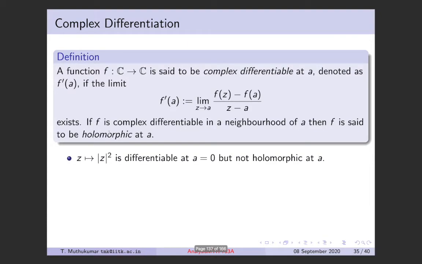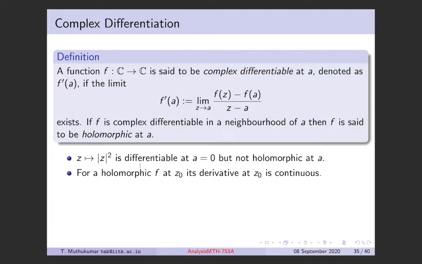I can give an example. So look at this example of z going to mod z square. This function is complex differentiable at the point A equal to 0. You can verify this definition. But it is not holomorphic at A equal to 0, in the sense that there is no neighborhood of 0 in which this function is differentiable. It is only differentiable at 0. Everywhere else it's not differentiable. So this is not holomorphic. Okay, z going to mod z square.